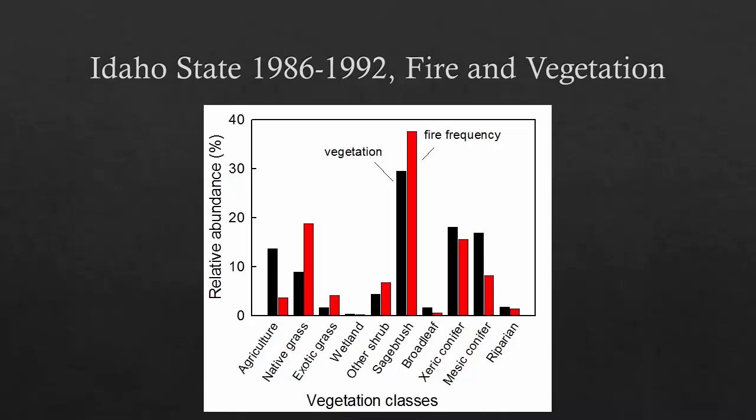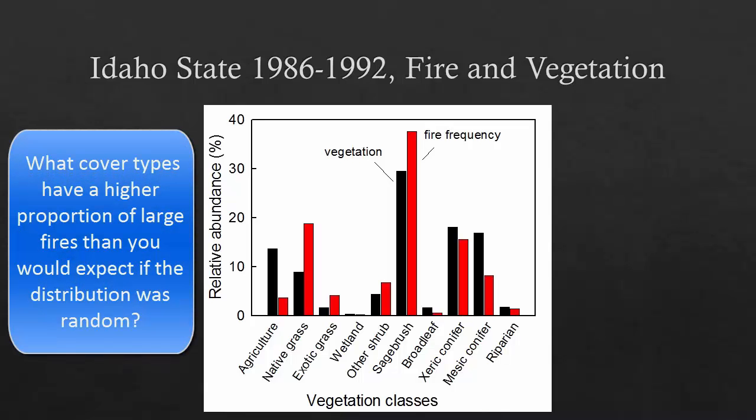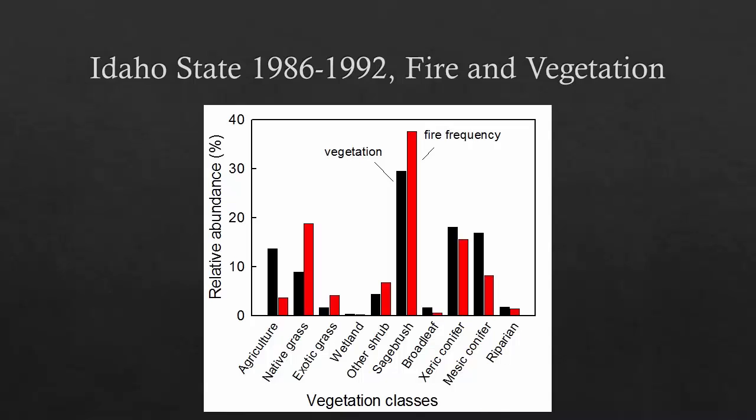If the red and the black bars are the same height, the number of fires started are in proportion to the land area covered by that vegetation, i.e., random. If the red bars are taller than the black bars, there are more fires than expected started in that cover type, more than random. What cover types have a higher proportion of large fires than you would expect if the distribution was random? If you answered native grasses, exotic grasses, and other shrub and sagebrush, you'd be right.